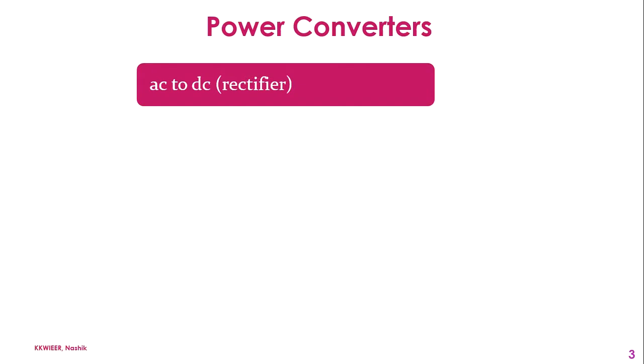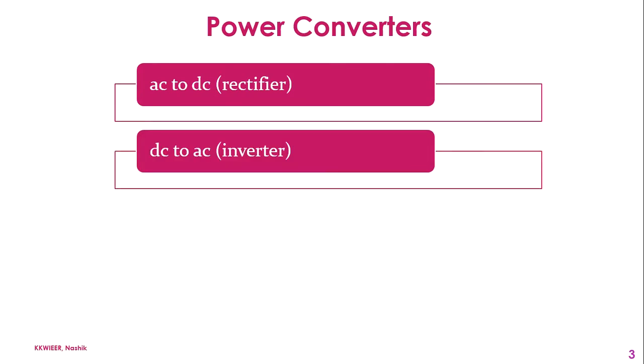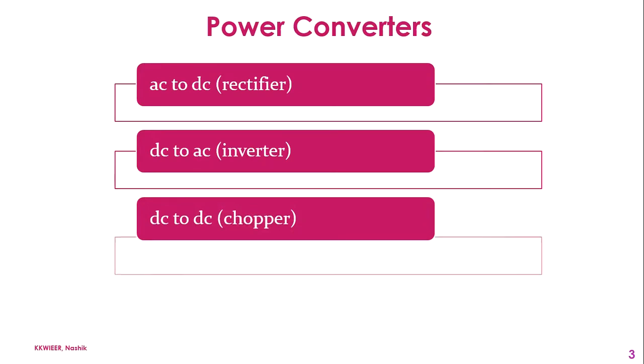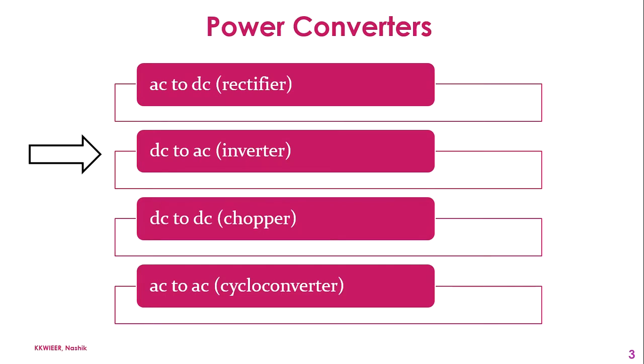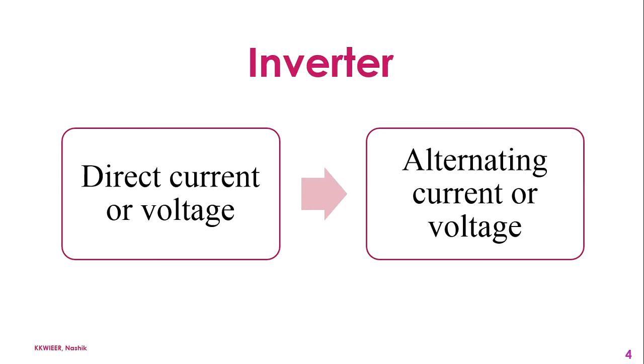So as we have studied AC to DC converter, that is rectifier, in our last unit, then the DC to AC converter is known as inverter, DC to DC is chopper, I am just revising it, and AC to AC is cycloconverter. So in this unit we are going to see how the DC power is converted to AC, that is the inverter operation. So as I said, the direct current or voltage is converted into alternating current or voltage is nothing but the inversion operation.